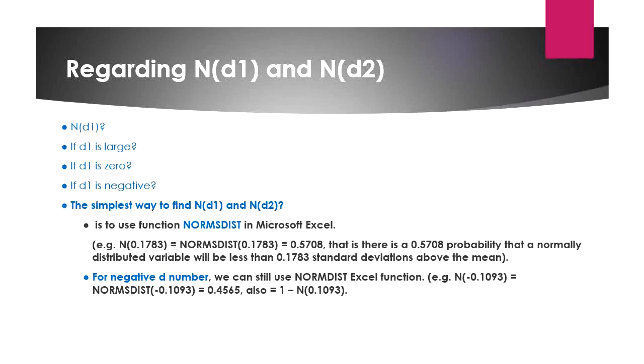The simplest way of finding N(d1) and N(d2) would be using the NORM.DIST function from Microsoft Excel. You can use this function for both positive and negative d numbers, and these normal distribution values can also be obtained from the tables given at the end of different textbooks.